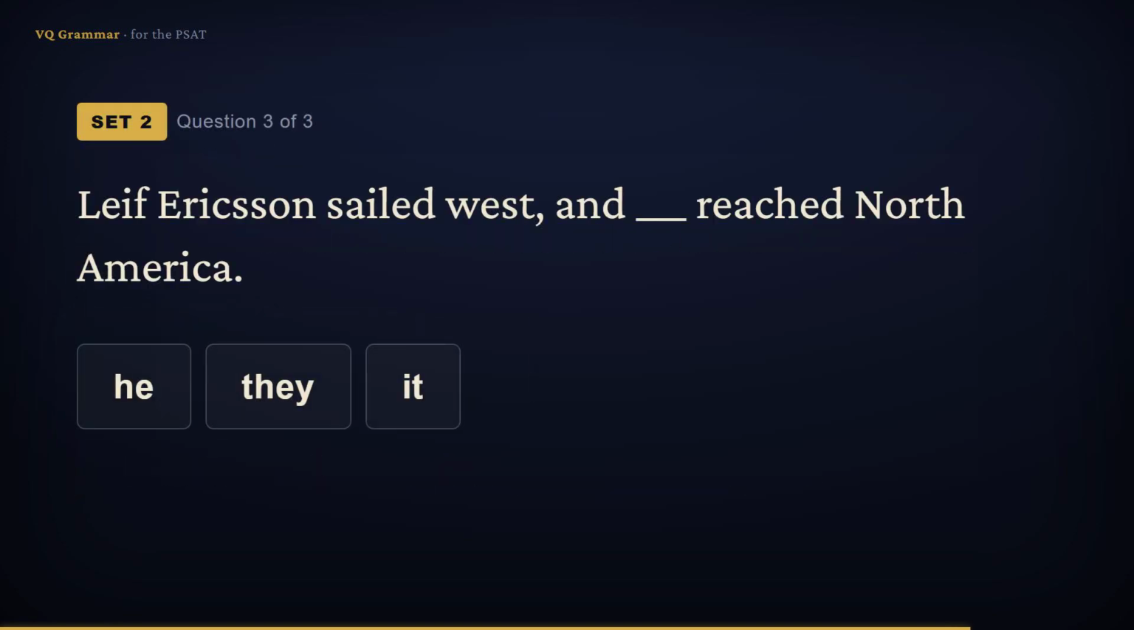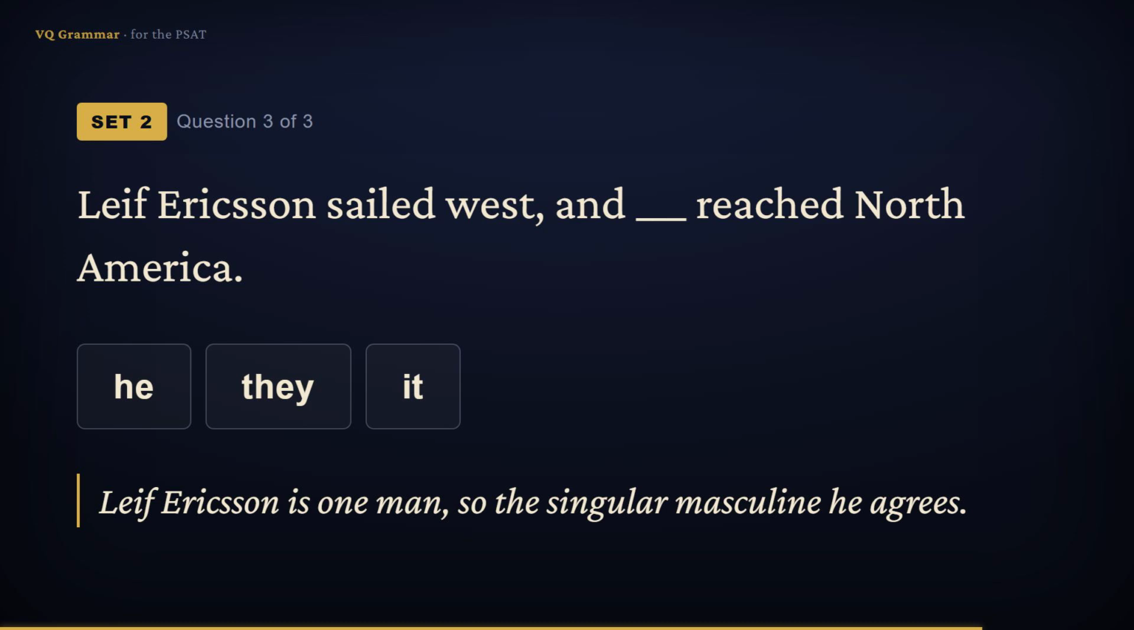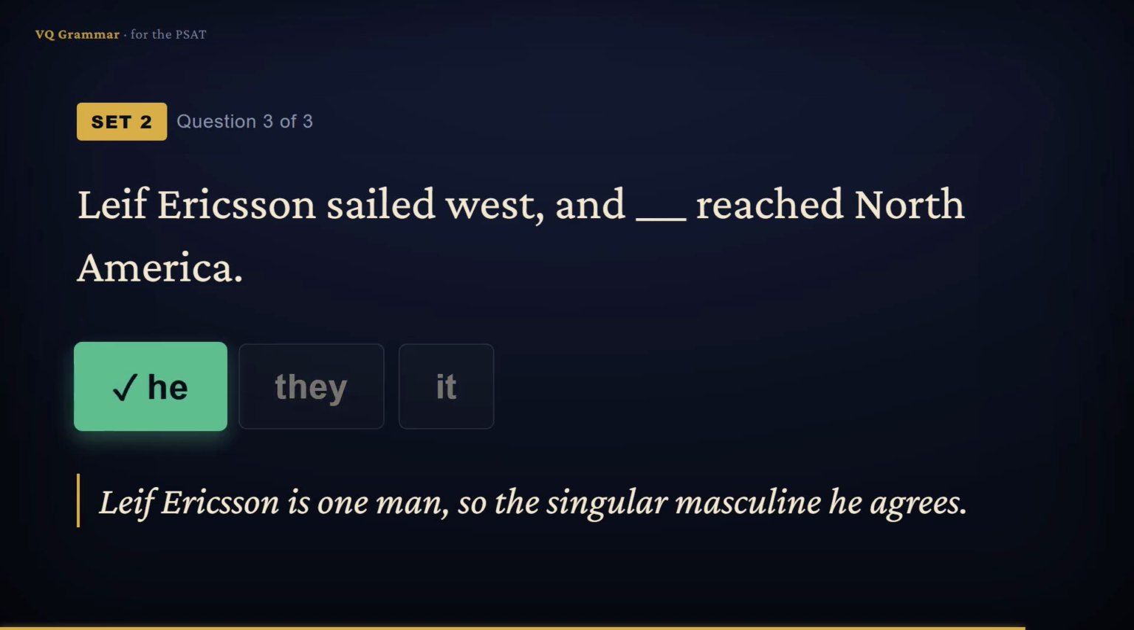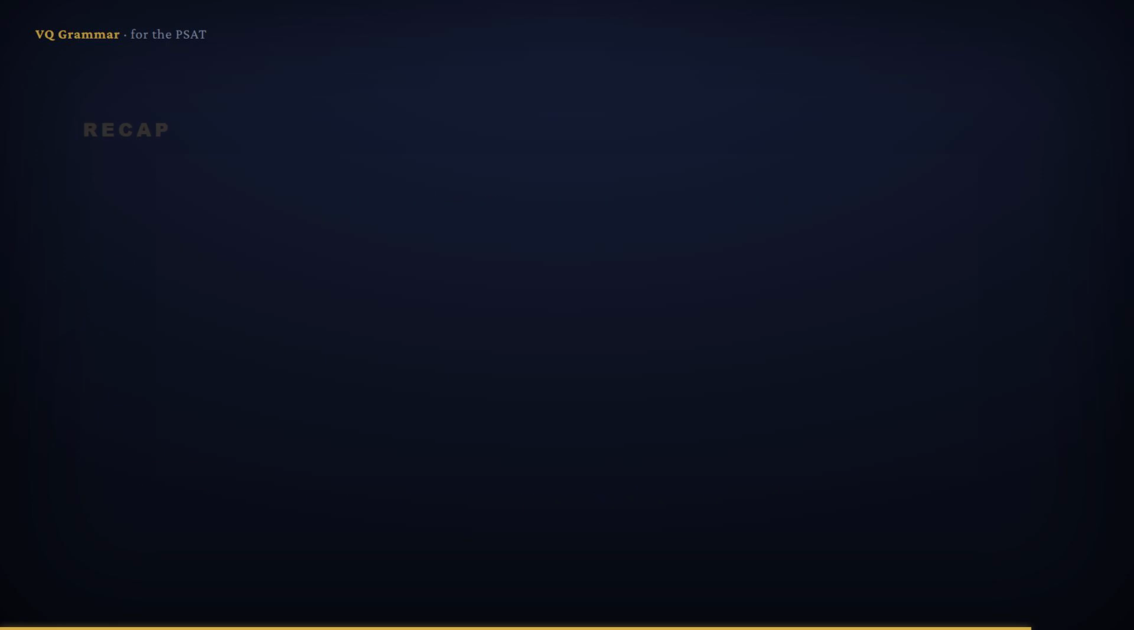Leif Erikson sailed west, and blank reached North America. The antecedent is Leif Erikson, one man, so the pronoun must be singular and masculine. He fits perfectly. They is plural, and it is for things, not people, so the answer is he.